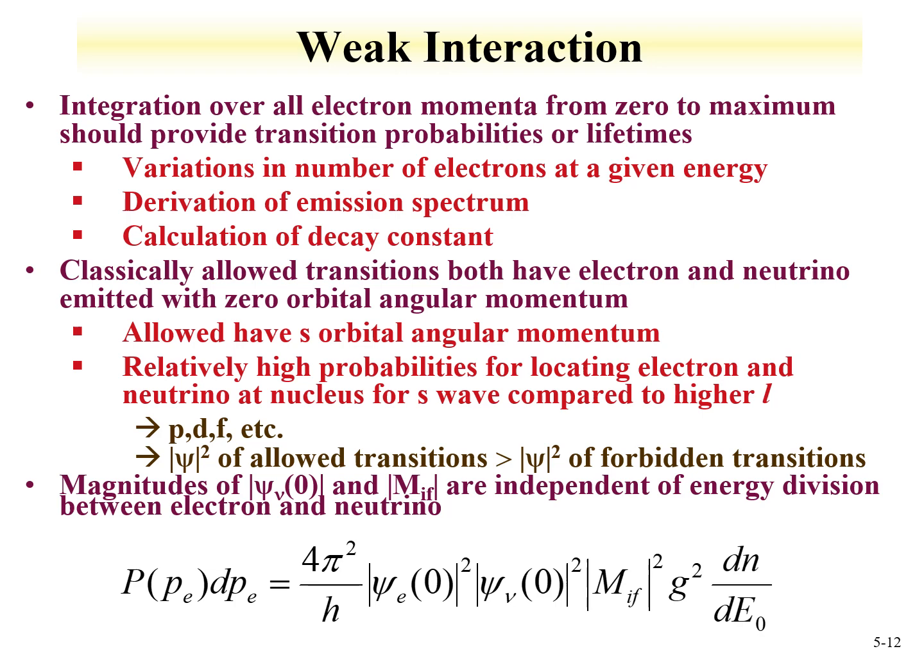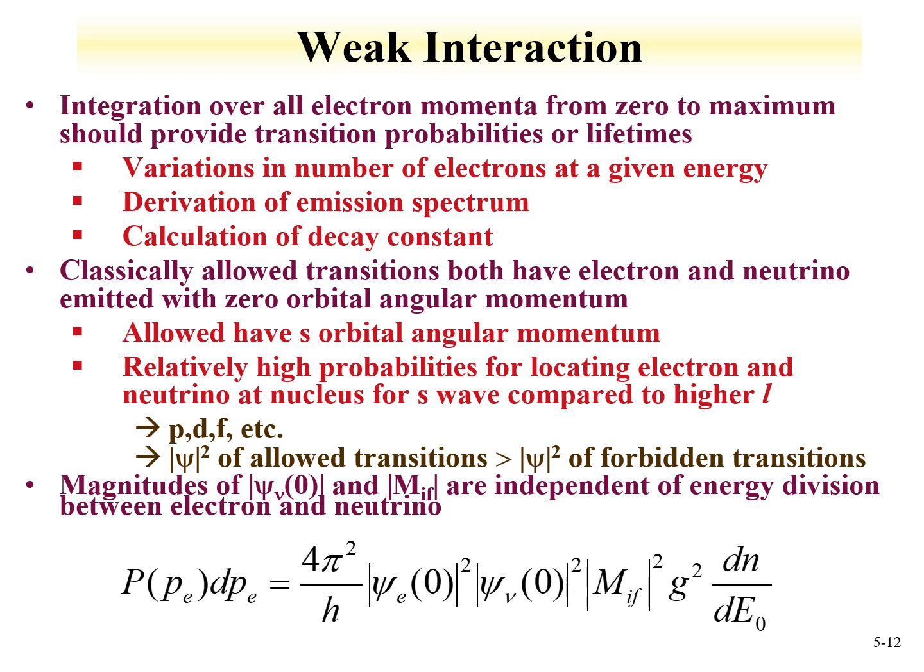Now, classically allowed transitions, in other words, where I have 0 orbital angular momentum change, those that have s orbitals, are allowed transitions. Now, there's higher probabilities for locating the electron and neutrino at the nucleus for the s wave function compared to the higher L wave functions, so P, D, F, etc. These can be observed, but they won't be as allowed as the s wave function. So we're going to call these forbidden first, second, third, etc. forbidden transitions. And what we're going to see is that the transition elements are going to be larger than the forbidden elements.